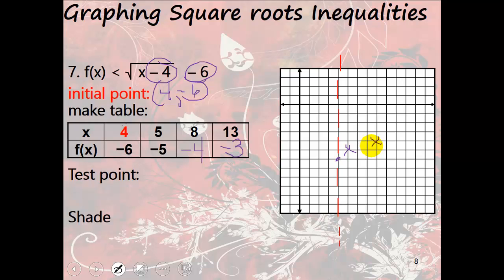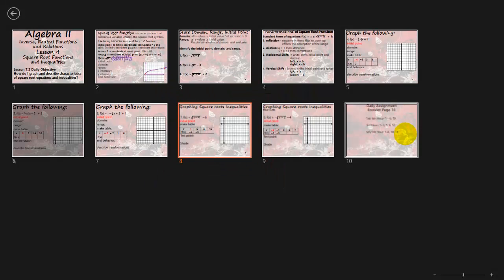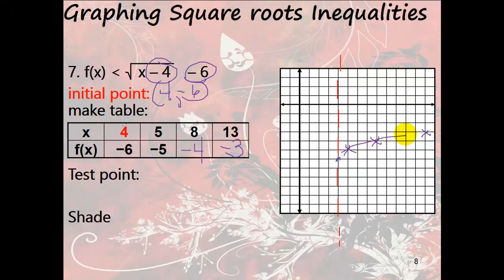Okay, so watch. I'm going to go up steep, and then flatten out. Okay, now I have to shade. So I have to pick a test point. It has to be to the right of that red line. So I'm going to pick -8, 0. I'm going to pick this point right here.